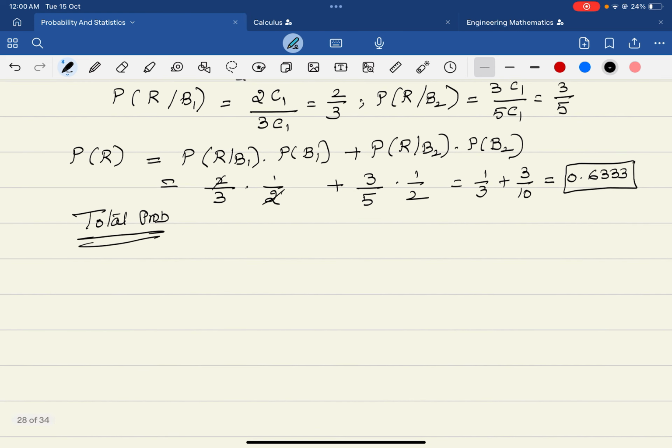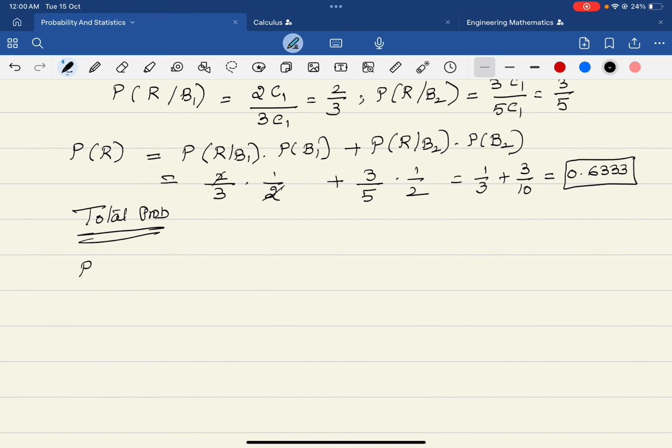So what do you mean by that? Now coming to the red ball drawn was from bag 2. That means what? Which happened first? The red ball was already selected. Now you want to find out the probability of bag 2, that it has been selected from bag 2. What is meant by this?